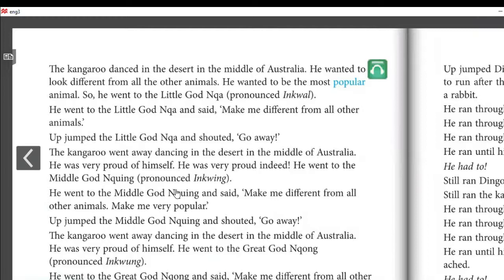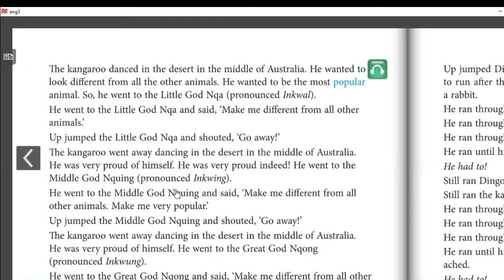So he wanted to look different from all other animals. All the animals look somewhat similar, isn't it? But the kangaroo wanted to look different from all other animals. So what did it look like? Yes, as I said, it looked like a rabbit. So he wanted to change his look. He wanted to be the most popular animal.